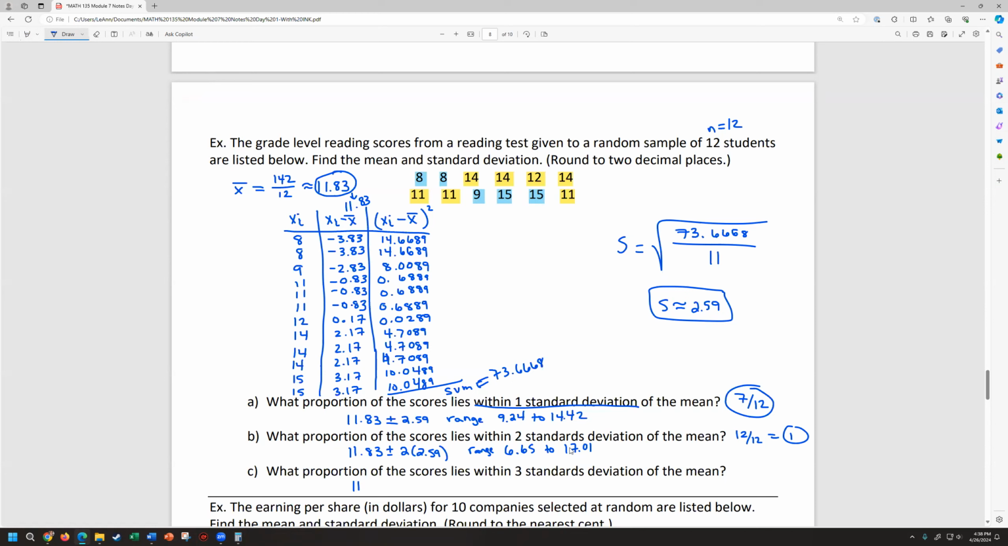Now, it's also going to be this answer for this one, because if you've already included all the answers in the range 2, essentially, you add again and subtract again, you're still going to have all of these numbers in your range. But I will at least show you the answer for those. So when you do 3 standard deviations, you triple the 2.59 and then add and subtract it. So when I did that, I got 4.06 for the lower range up to 19.6. And again, all of our numbers are in that range. So 12 out of 12.